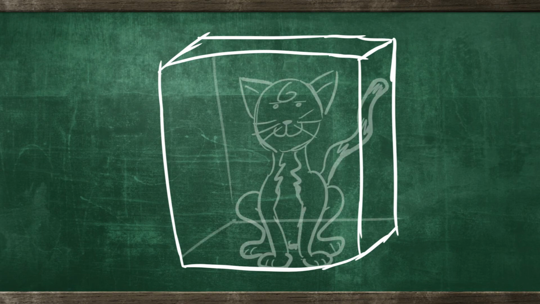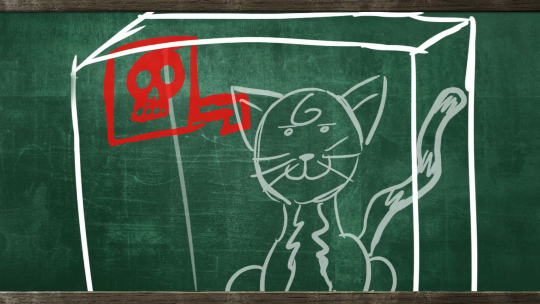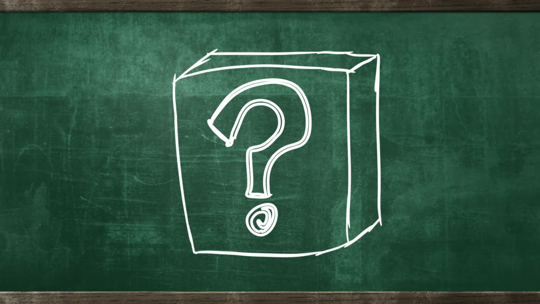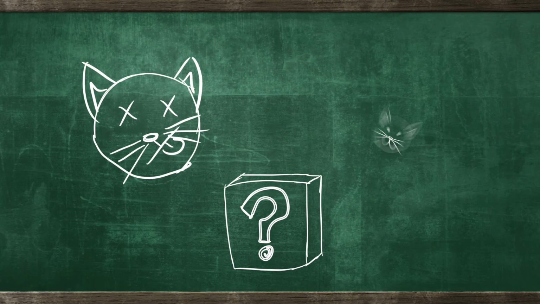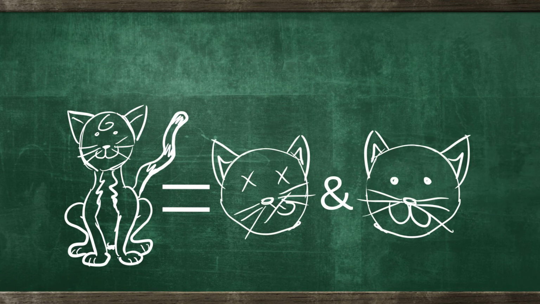But the thing is, inside this box is a magical poison machine that at any time, for no reason or any pattern whatsoever, can give the cat poison. That means inside this box, until we look at the cat, it could either be dead or alive. But the thing is, until it's confirmed, that cat exists in two states at the same time. Kinda like what happened with our laser.